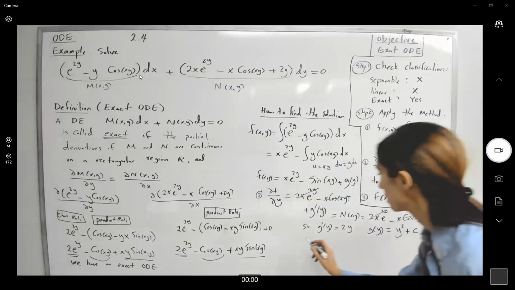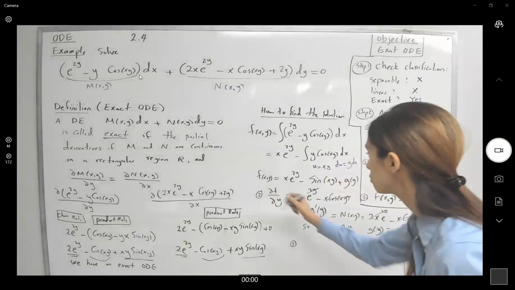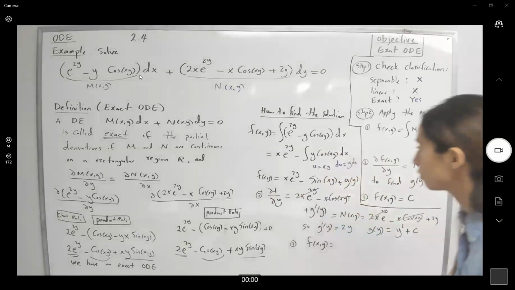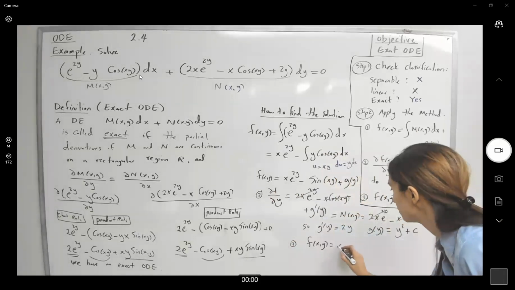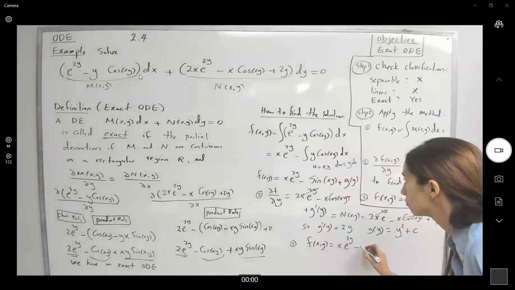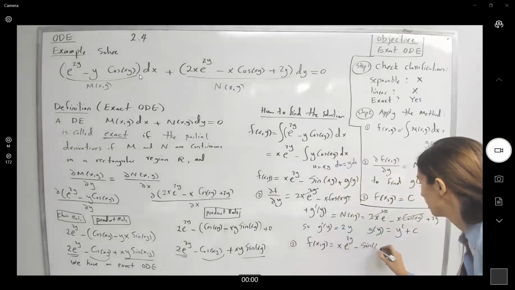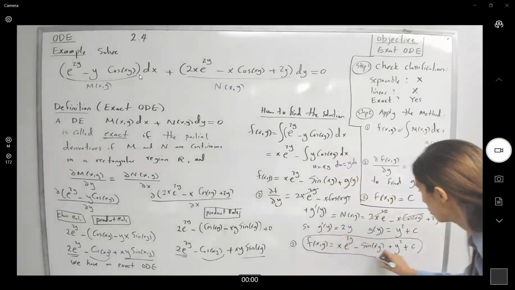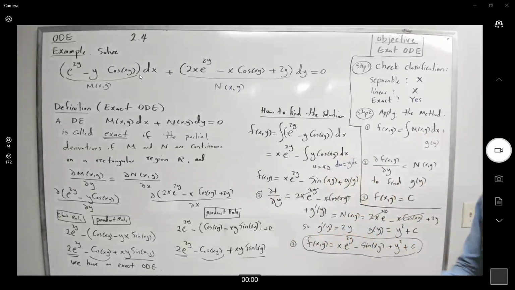So in step 3, the solution f of x and y equals x e to 2y minus sine xy plus y squared plus c. So we found the solution for this differential equation.